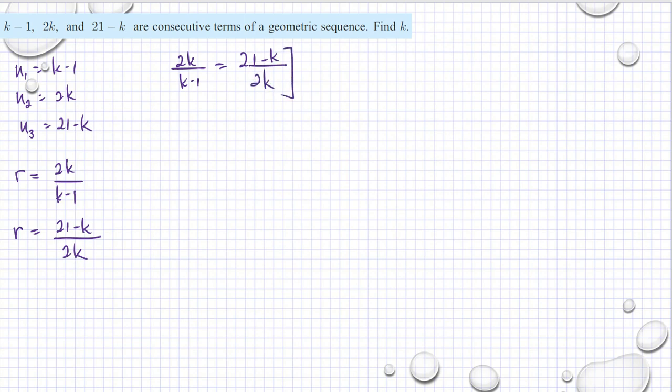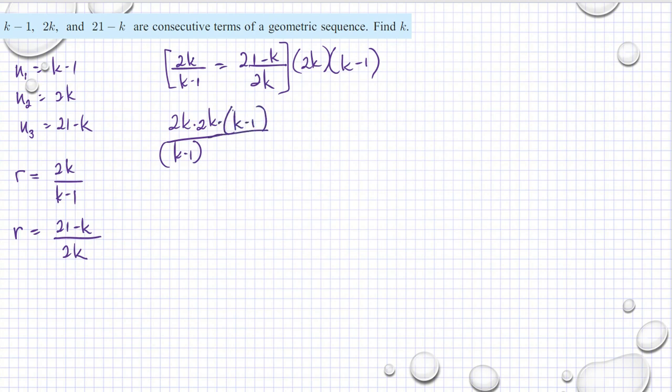So if we multiply both sides of the equation by 2k and k minus 1, then we have 2k multiplied by 2k divided by k minus 1 and multiplied by k minus 1 also is equal to 21 minus k multiplied by 2k multiplied by k minus 1 divided by 2k. So this is 1, this is 1.